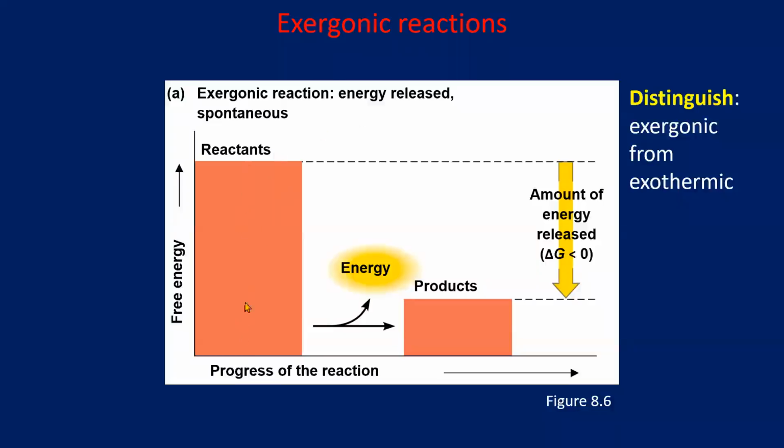So let's say a reactant has this much free energy, and when the reactant is converted into product, you can see the product free energy is less than the reactant, and whatever the difference of this energy is amounts to the change in the free energy of the reaction, and that energy can be utilized for some other purposes. So this is an exergonic reaction.